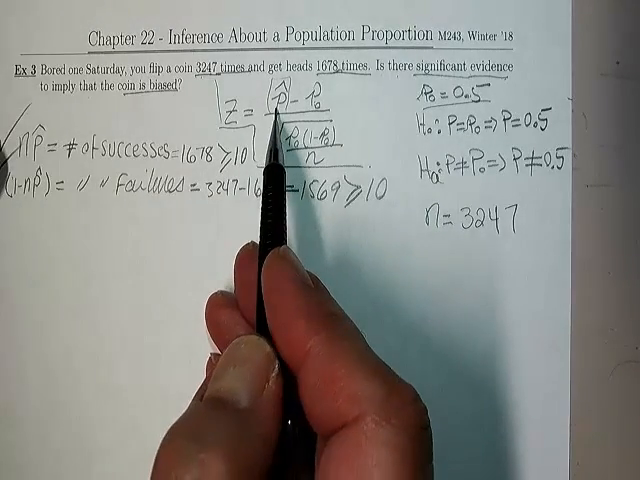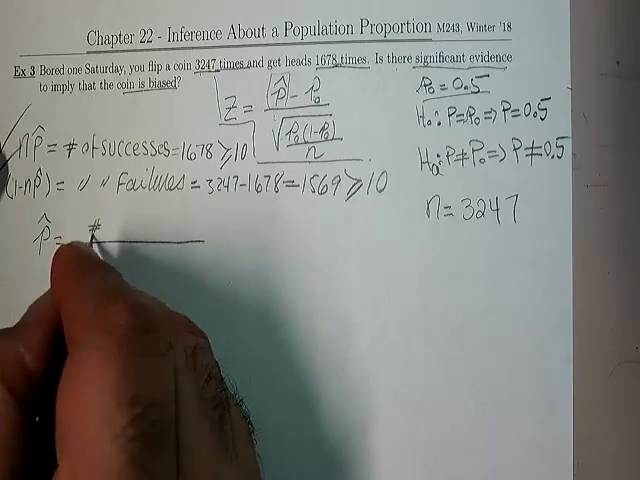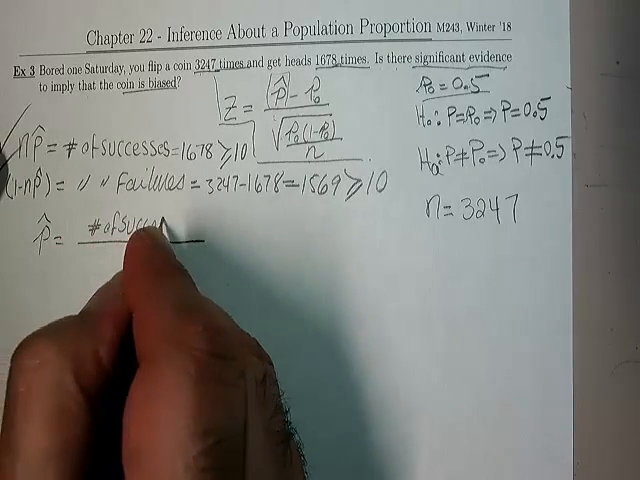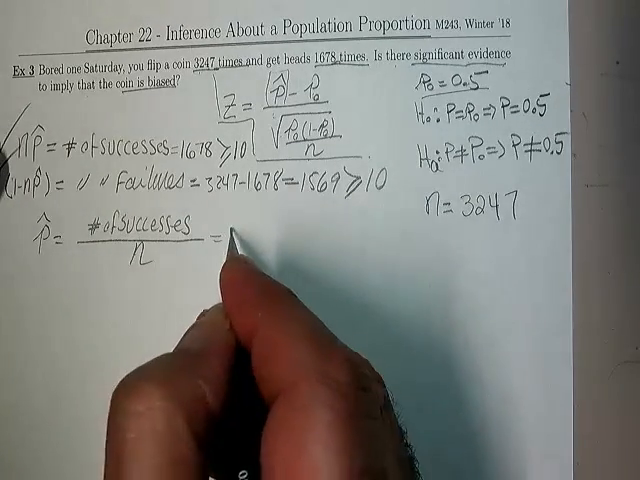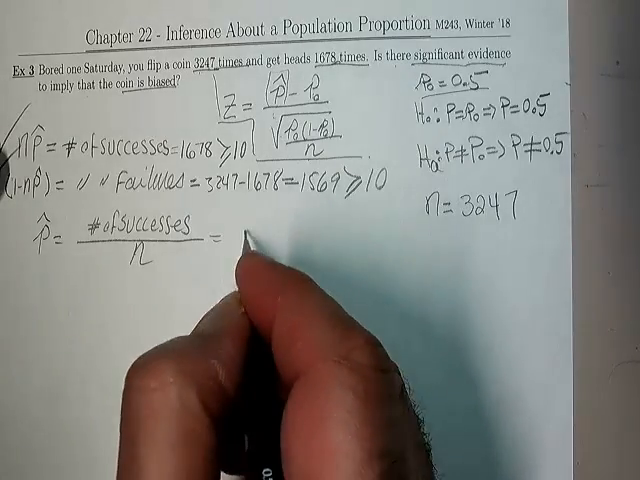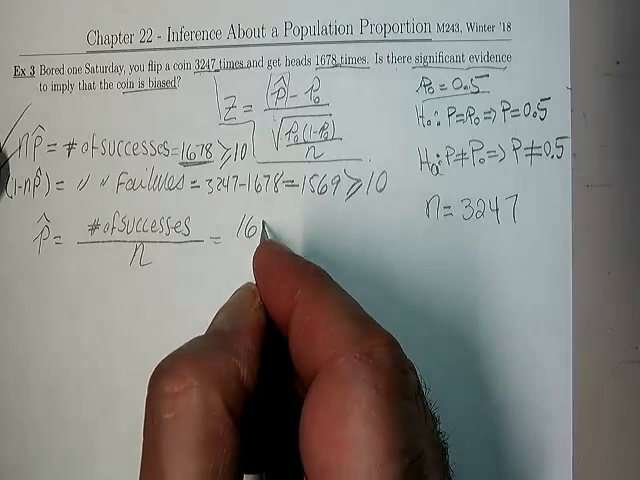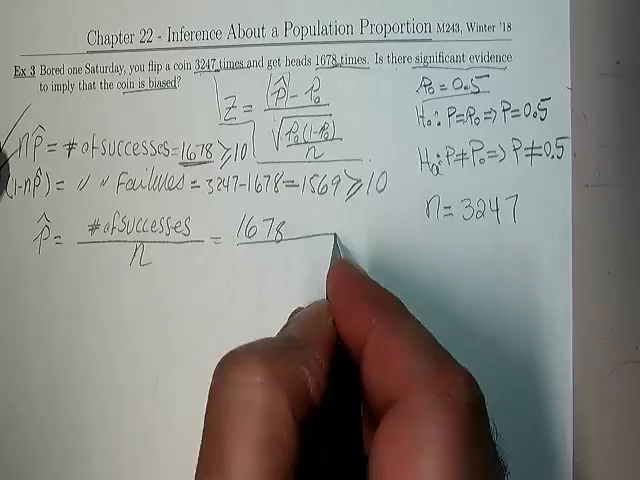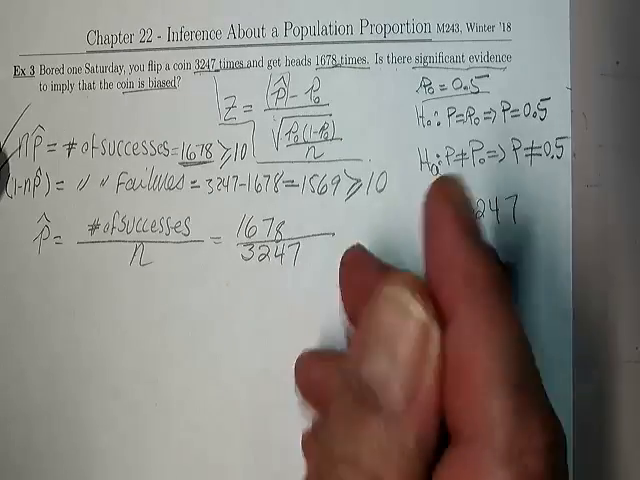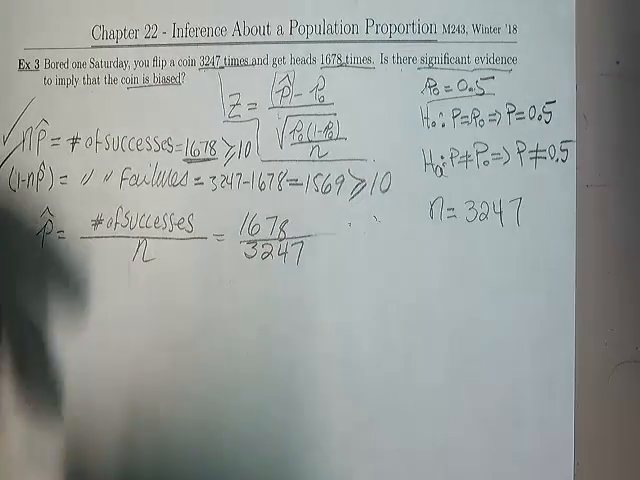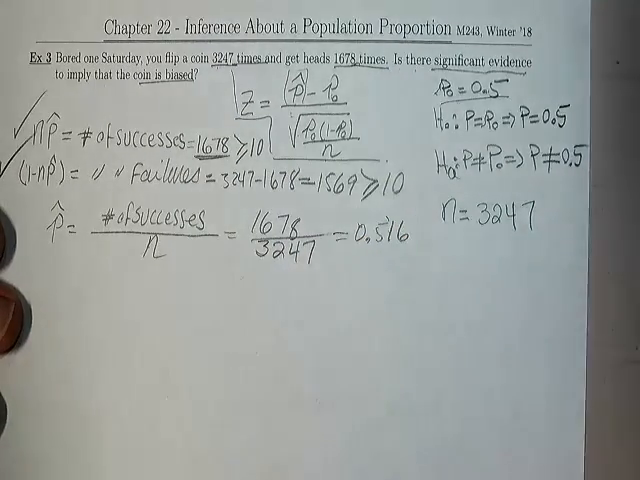But before we do that, we need to know what P hat is. The definition of P hat is the number of successes divided by N, as you can see on the first pages. The number of successes is 1,678 divided by the total number, which is 3,247. If you do this division, you get a number a little bit higher than 0.5. That would be P hat.